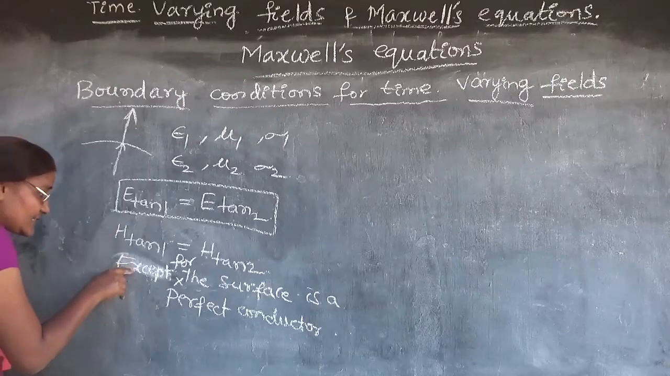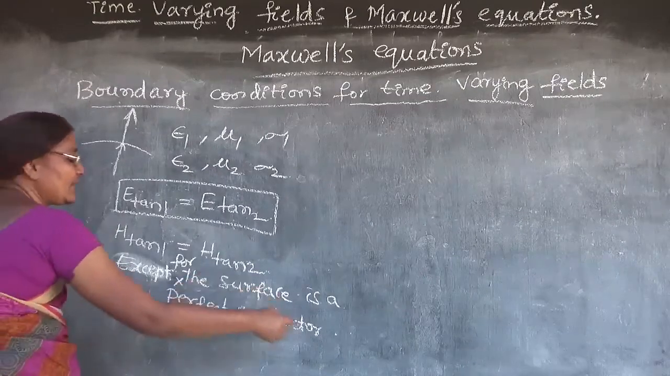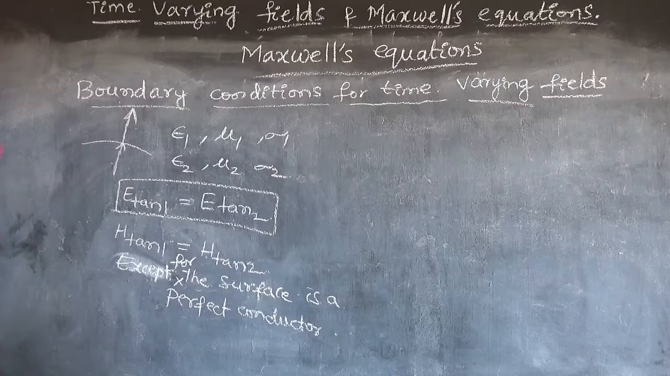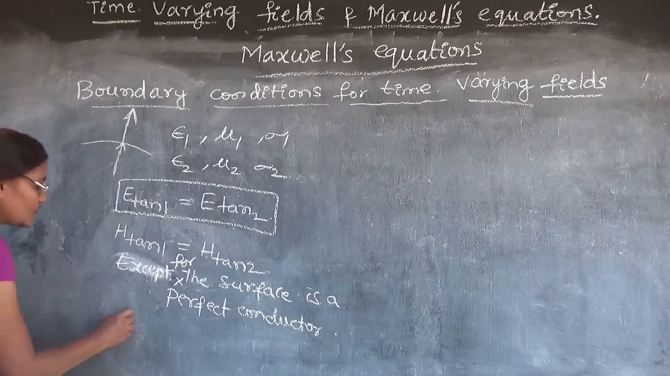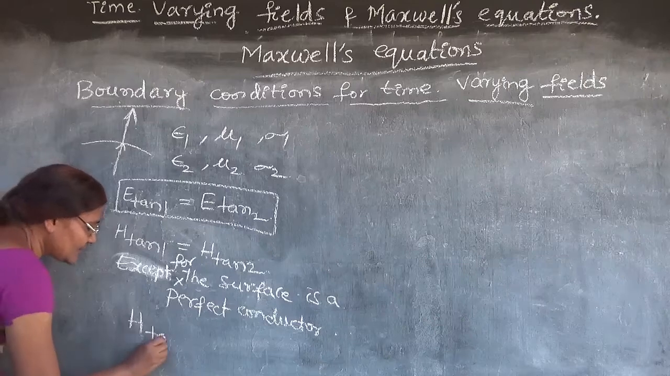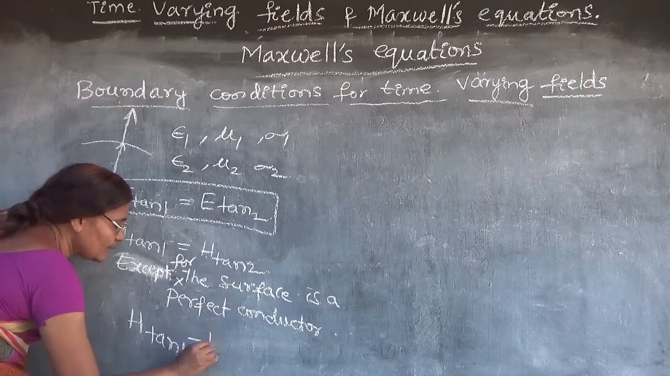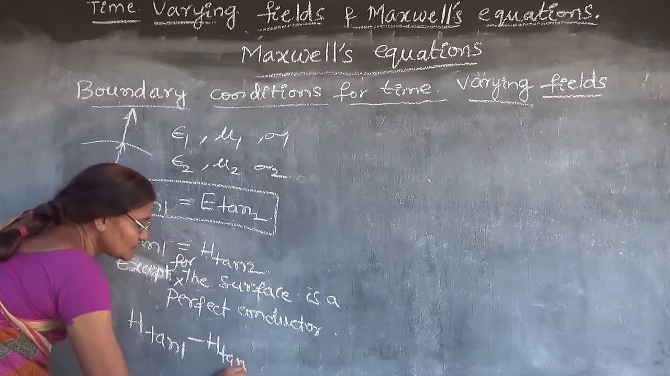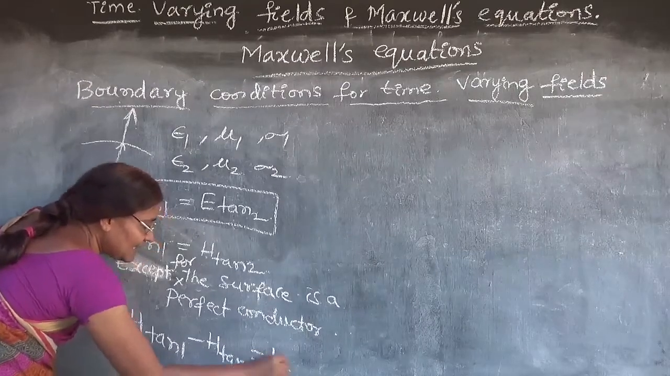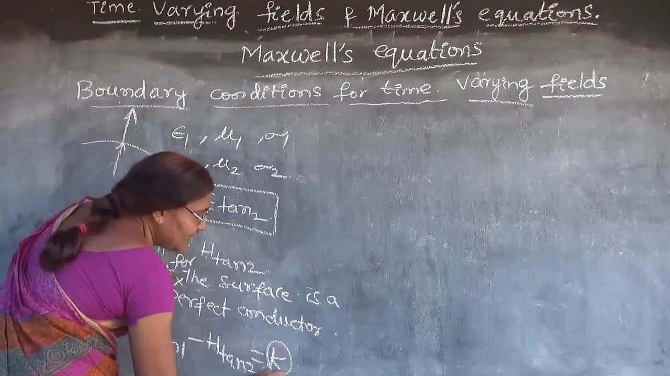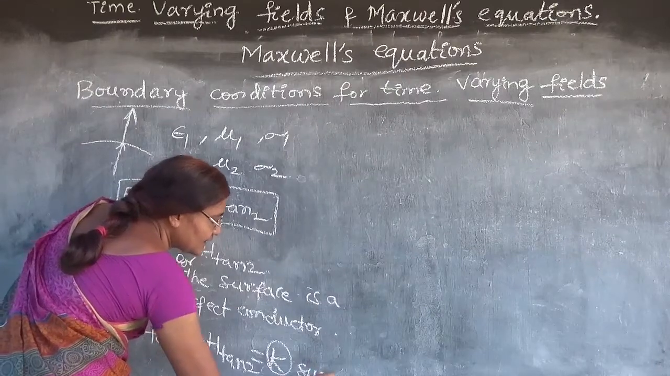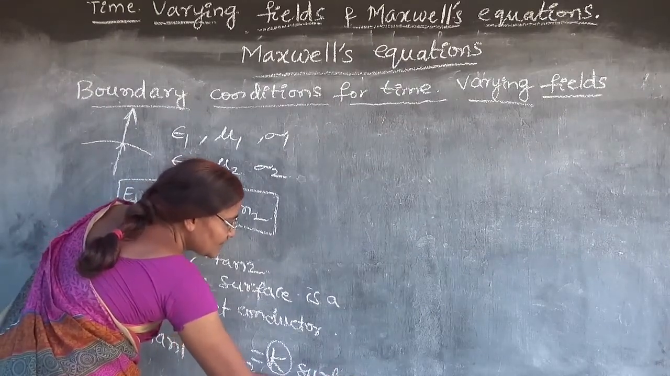But if the surface is a perfect conductor, what will happen? If the surface is a perfect conductor, H tan 1 minus H tan 2 is equal to K, where K is the surface current.